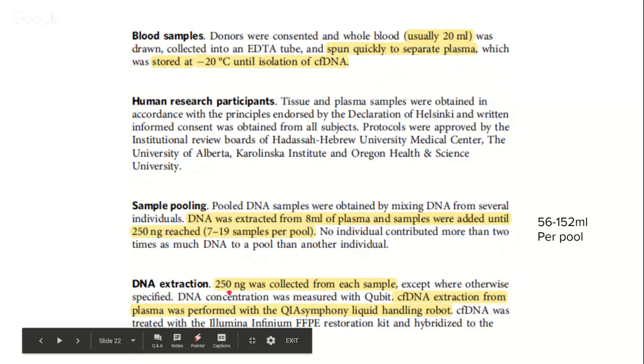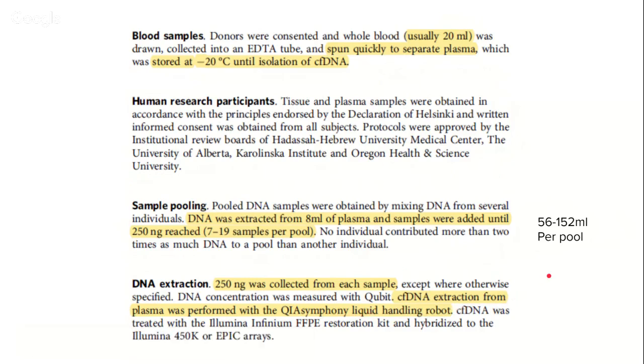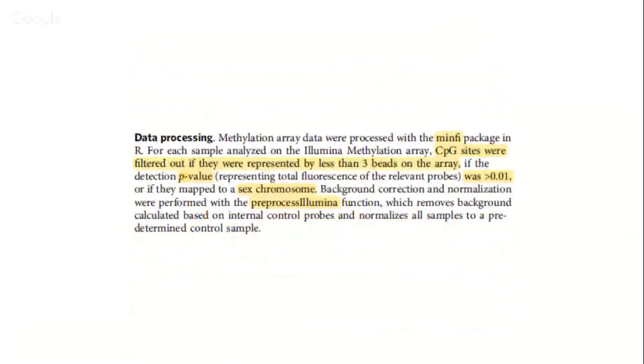DNA extraction, 250 nanograms collected, cfDNA extracted via the Kaya Symphony liquid handling robot. There's several in the market, Kaya Symphony being one of them. PerkinElmer, Hamilton, they all have their own automated ways and offerings to do the plasma cfDNA extraction.